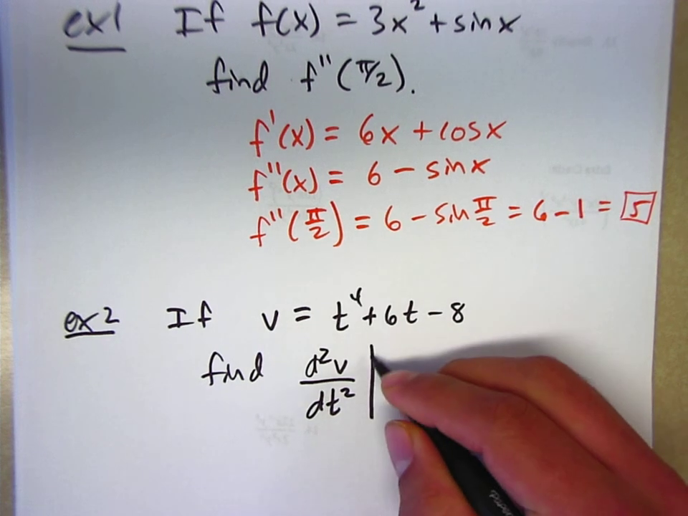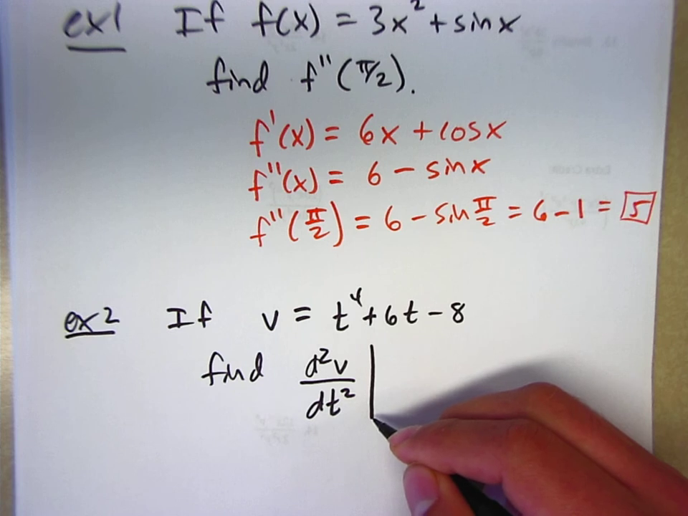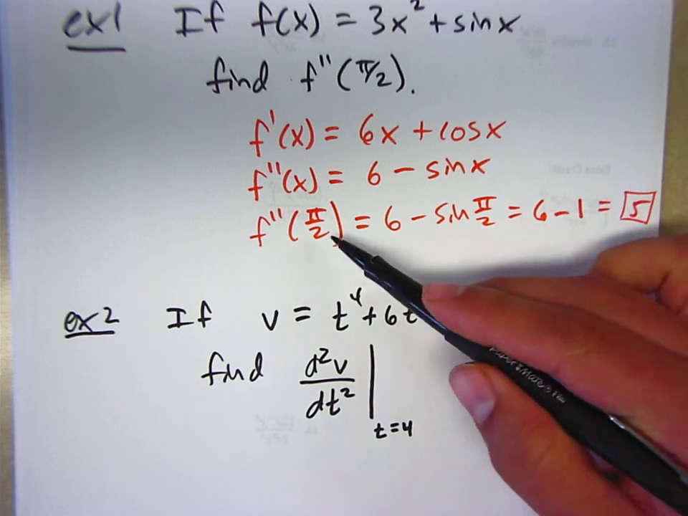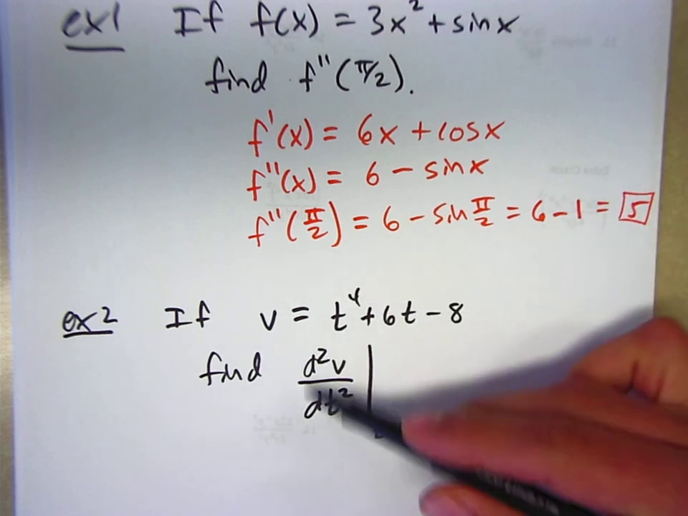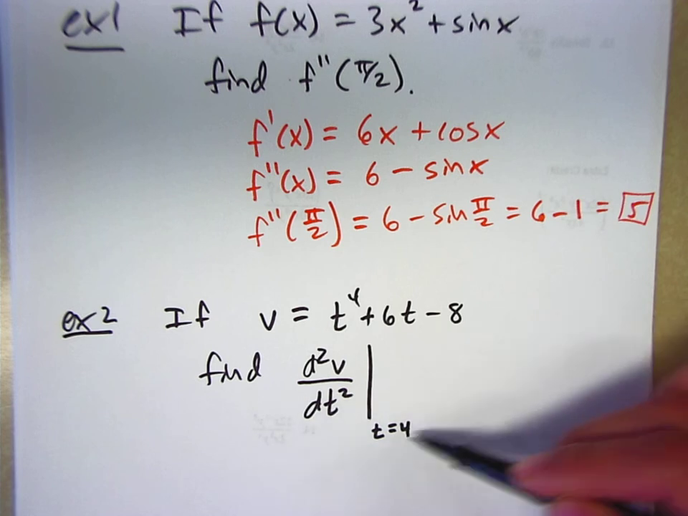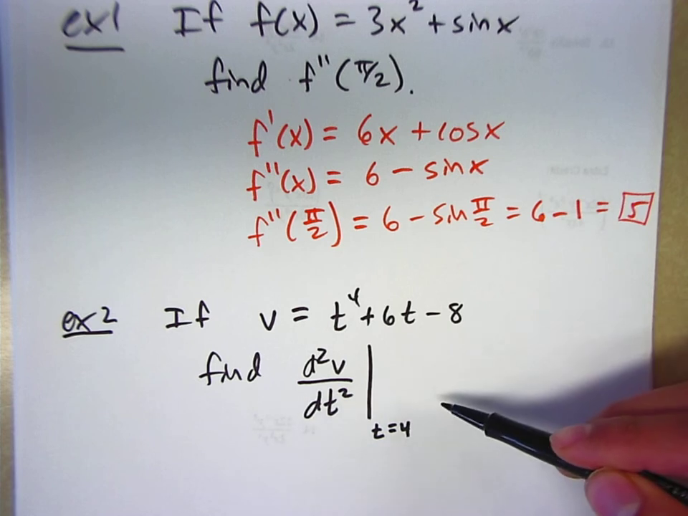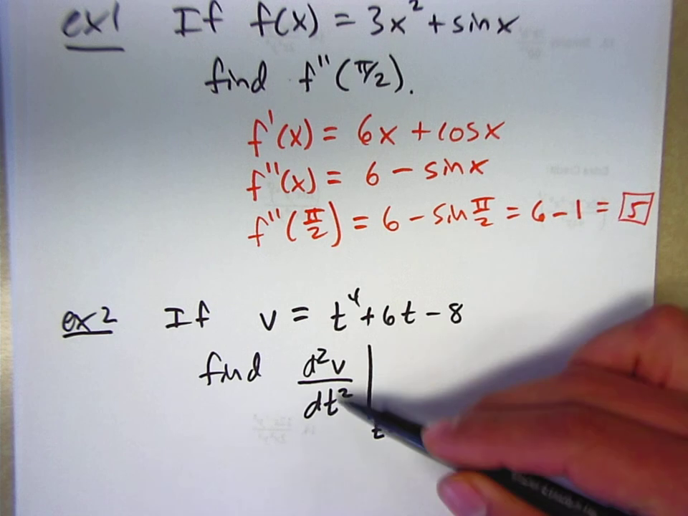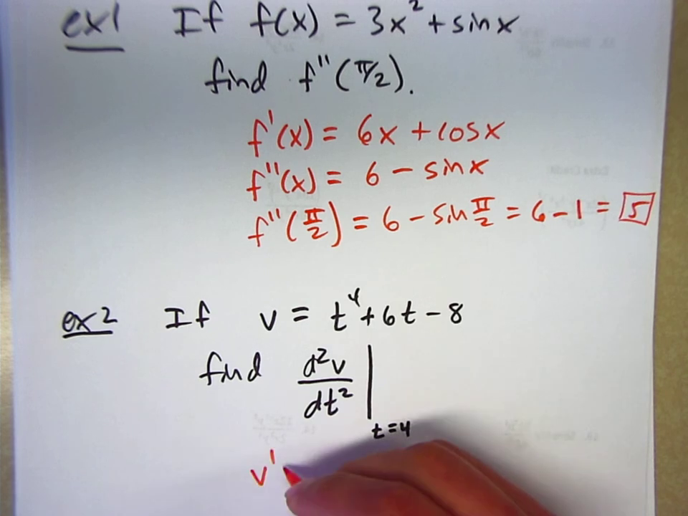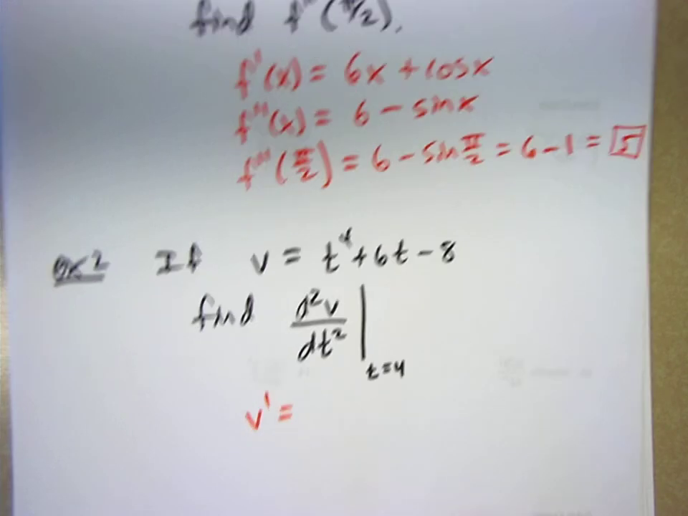When you see a line after this with a little subscript like that, t equals 4, it pretty much means the same thing we did up here. What you want to do is find the second derivative, and then you evaluate it or you plug in t equals 4. That's what this notation means. Okay, so you'll see that pretty frequently. So don't get confused and thrown off by it. We know how to do it. So let's go ahead and find the first derivative.